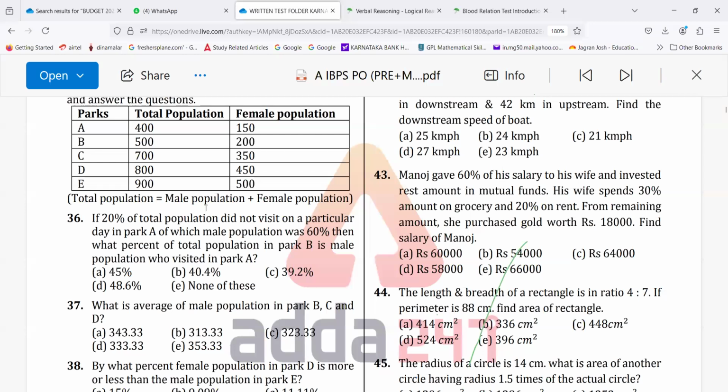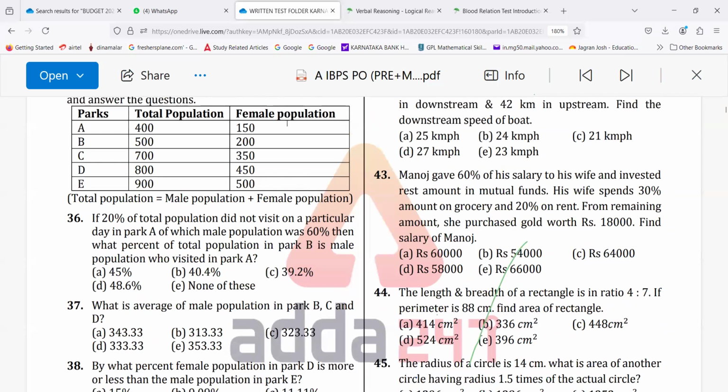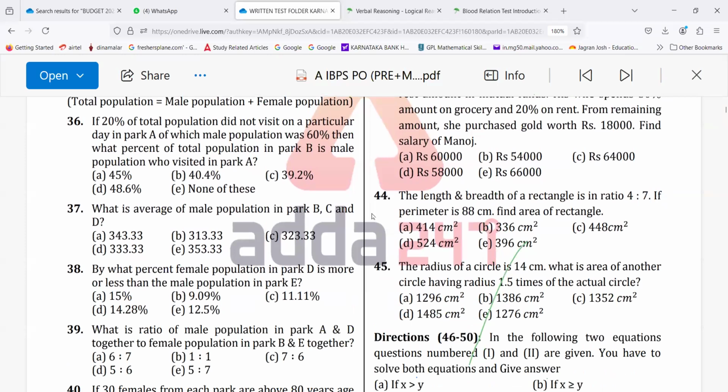Total population is equal to male population plus female population. That means in the case of D, 800 total and 450 female means male must be 350. So you can have one more column and put it there. For example, 400 is 150 plus 250, 500 is 200 plus 300, 700 is 350 plus 350, 800 is 450 plus 350, 900 is 500 plus 400. Now, please work out the problems 36 to 40.